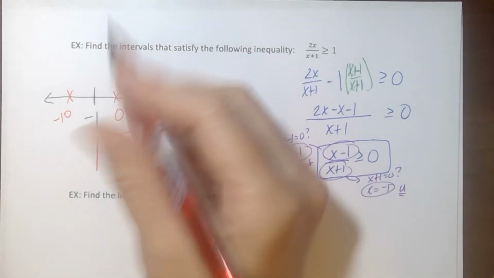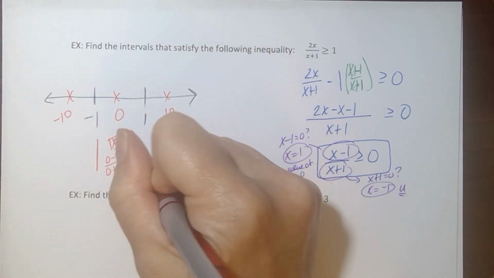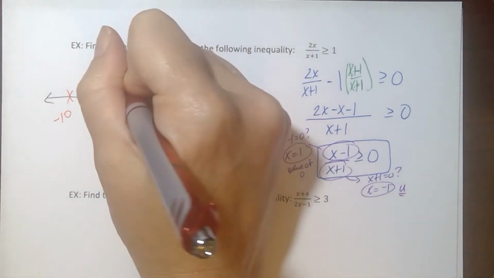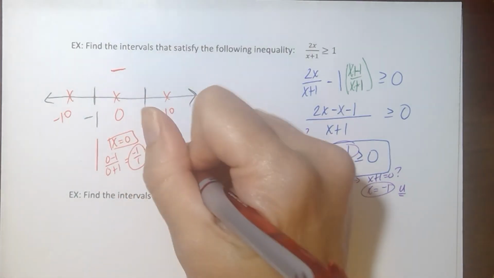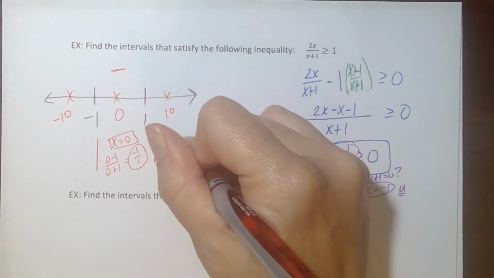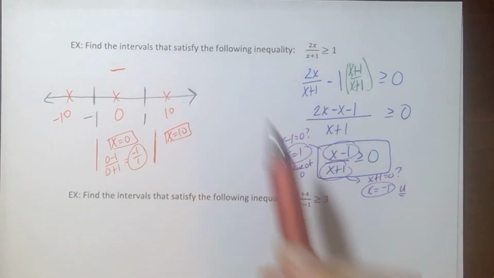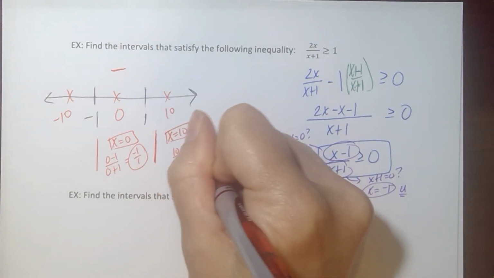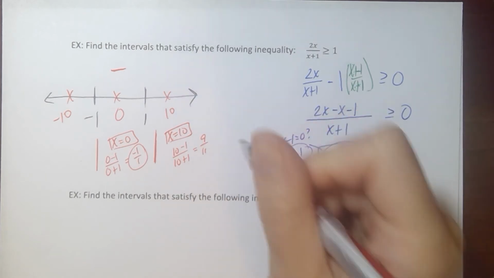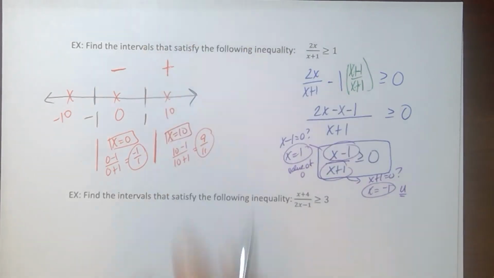If x were 0, my numerator would be 0 minus 1 and my denominator would be 0 plus 1, which gives me negative 1 over 1, which is negative. So every y value, every function value in that interval is going to be negative. Over here on the rightmost end, my x value is a positive 10. So if I plug in 10 for x here, that is 10 minus 1 over 10 plus 1, which gives me 9 over 11. Still positive. Not really concerned about the actual value there, just interested that it's positive.